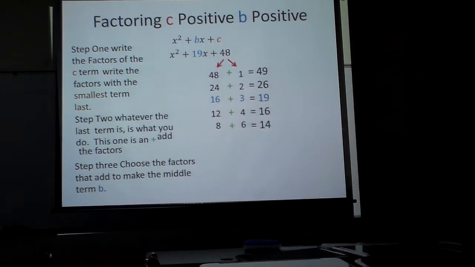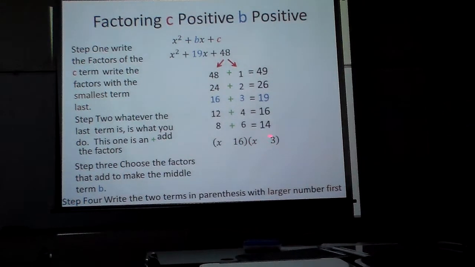Now what I'm going to do is this. I'm going to write the numbers in parentheses, and I always write the larger number first. I'm going to put that larger number first, the 16 first, then 3. And notice I have no signs here. I have x in parentheses, a parentheses, x space 16, parentheses, parentheses, x space 3, parentheses. And now I've got to determine what goes in there.